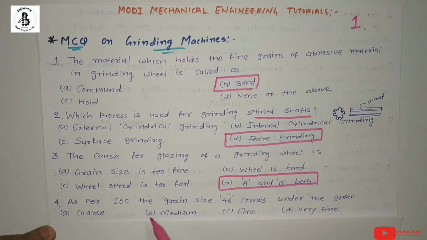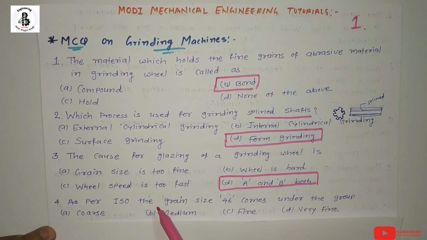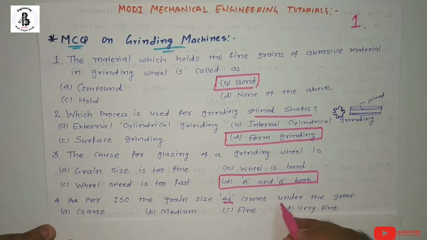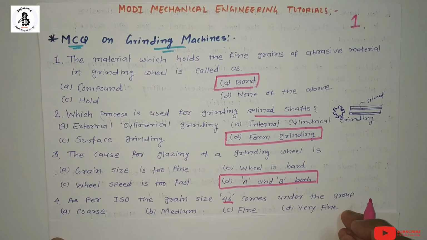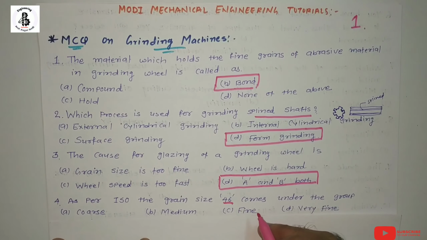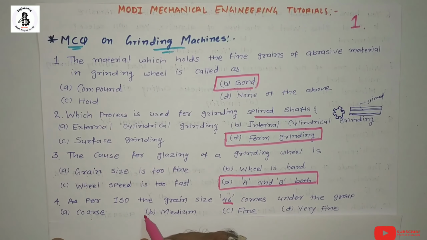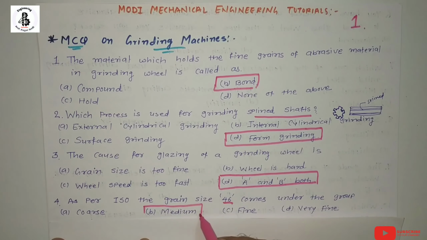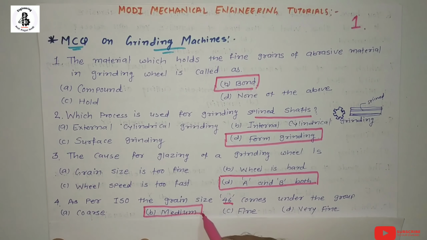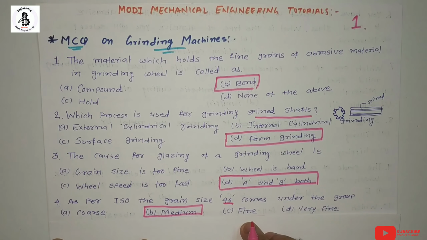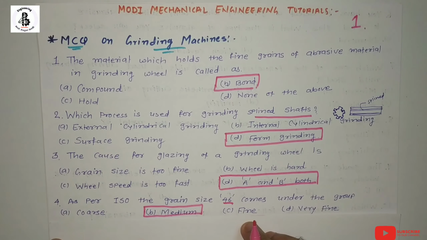The next question. As per ISO, the International Organization for Standardization, grain size 46 comes under which group? Basically, number 46 comes under the medium grain size. So B, medium. If you want to learn in detail about the standardization of grinding wheels, you will find a link in my description box, and that is important theory for all kinds of MCQs on grinding machines. Now the next question.